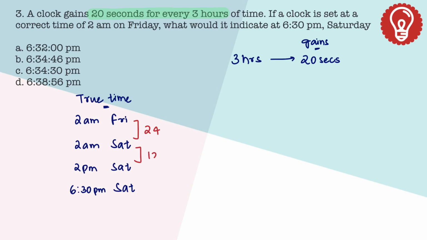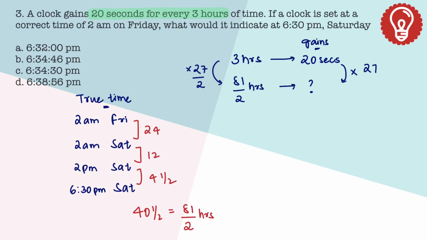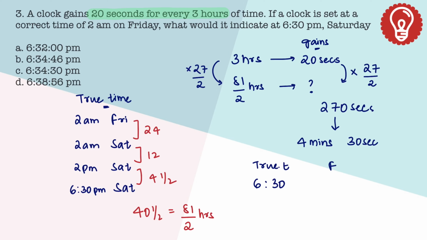So if the clock gains 20 seconds for every 3 hours, in these 81 by 2 hours, how much did the clock gain? Now we can multiply 3 with 27 by 2. That's when we get 81 by 2. Multiply 20 also with 27 by 2, and that gives us 270 seconds. Now if I have to express 270 seconds in minutes, that will be 4 minutes and 30 seconds. Right, so if the true time is 6:30 p.m. on Saturday, the faulty clock, because it's gaining, will show 6:34 and 30 seconds. Therefore, option C is the correct answer.